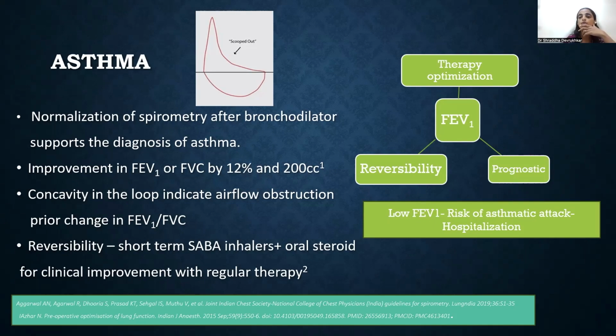It will also have a prognostic value. So if FEV1, like we do it this year, was 60% and now it has dropped to 50%, okay, probably it is going bad. And reversibility, of course. With a low FEV1, the risk of asthmatic attacks and the incidence of hospitalization is higher. So what do you do when there is a reversibility? I'm very happy when I get a report where there is a reversibility. So what do I do? I can add short-acting beta-agonist inhalers with oral steroids for 4 to 5 days for clinical improvement, along with their regular therapy.